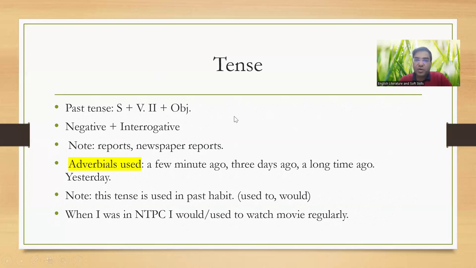Like, she wrote a letter. She is the subject, wrote is the second form: write, wrote, written. She wrote a letter. Letter is the object. If you want to make the negative of she wrote a letter, then you have to use did as a helping verb. I did not write a letter. I did not wrote a letter is the wrong sentence. You have to use the first form after did if you are making a negative sentence of past simple.